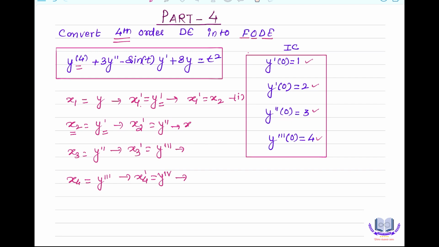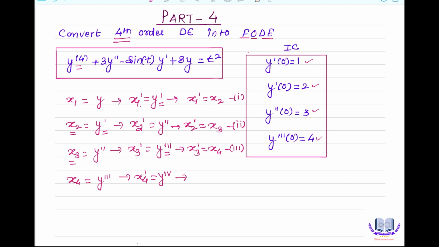x2 dash is what? x2 dash equals y double dash, that is x3. So x2 dash equals x3, this is our second equation of first order. Now what is x3 dash? x3 dash is nothing but y triple dash, and y triple dash is x4. So this is our third equation. Now what is my fourth equation? What is our fourth equation?